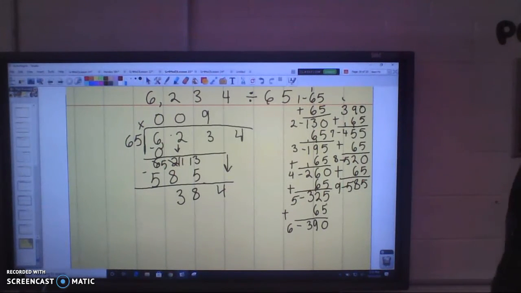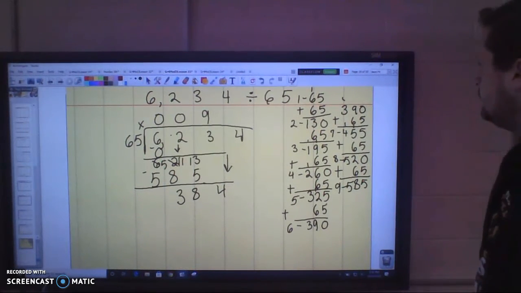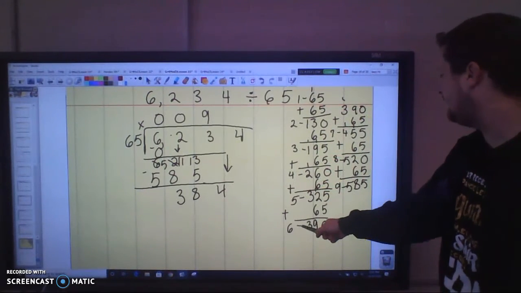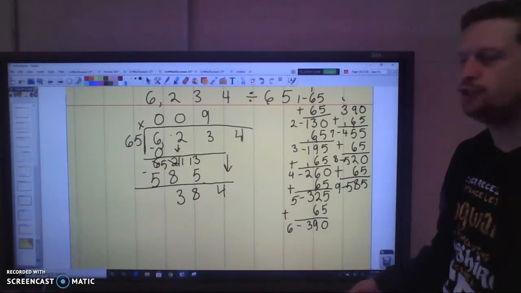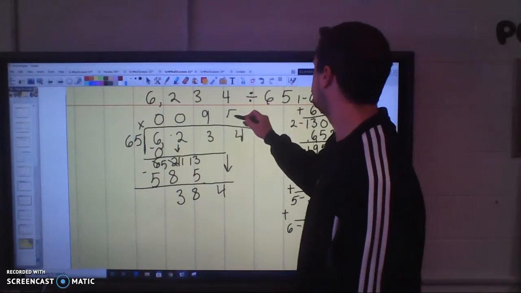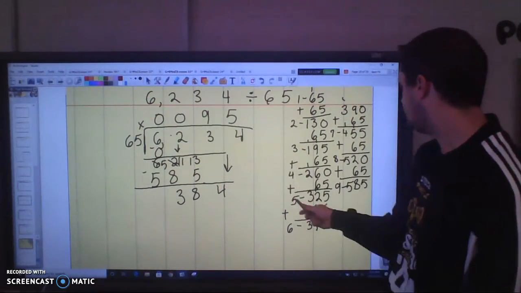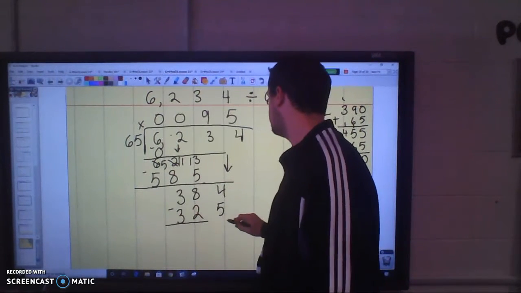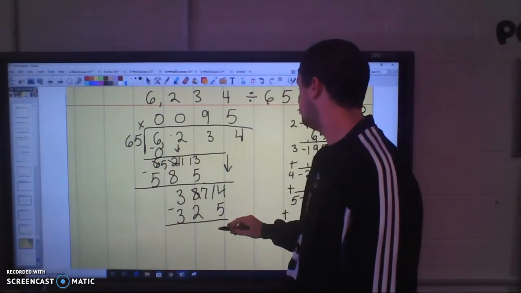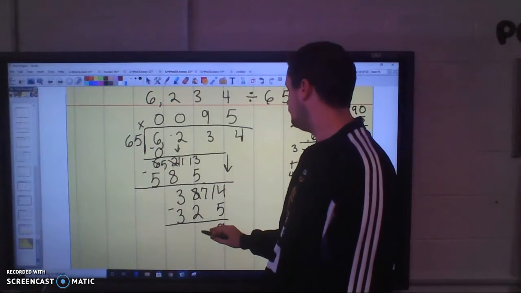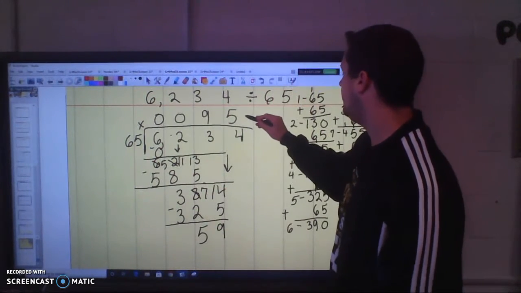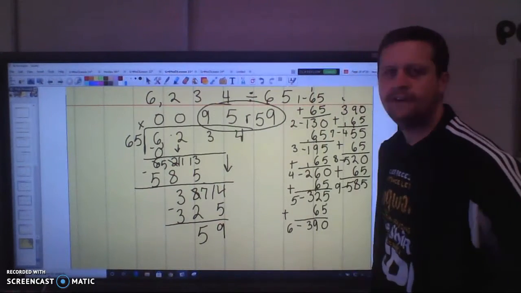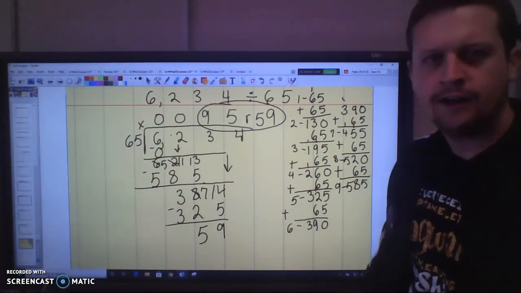Well, because I've done them all now I should be able to definitely see. So got 1, 2, 3, 4, 5. 5 is at 325. 6 is at 390. So that's too much. So it's going to be 95. And 65 times 5 is 325. So we're going to subtract. 7 minus 2 is 5. So it's 95, remainder 59. All right, we got 2 more to do.